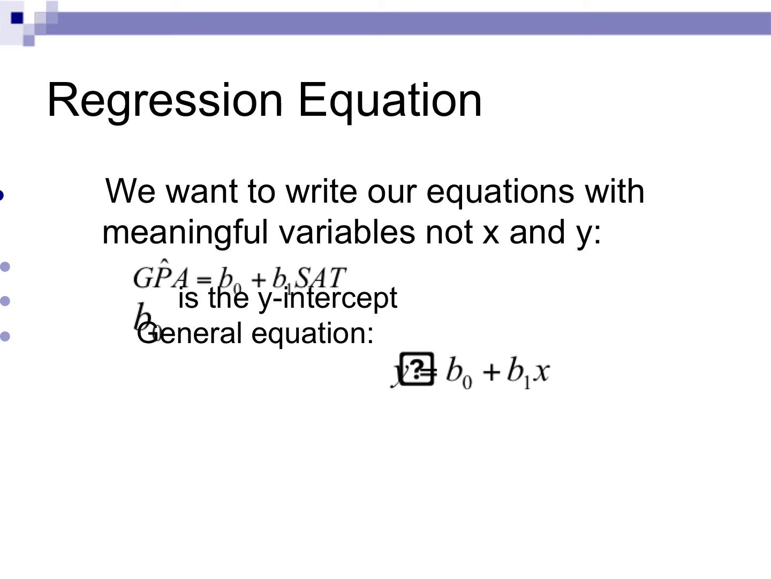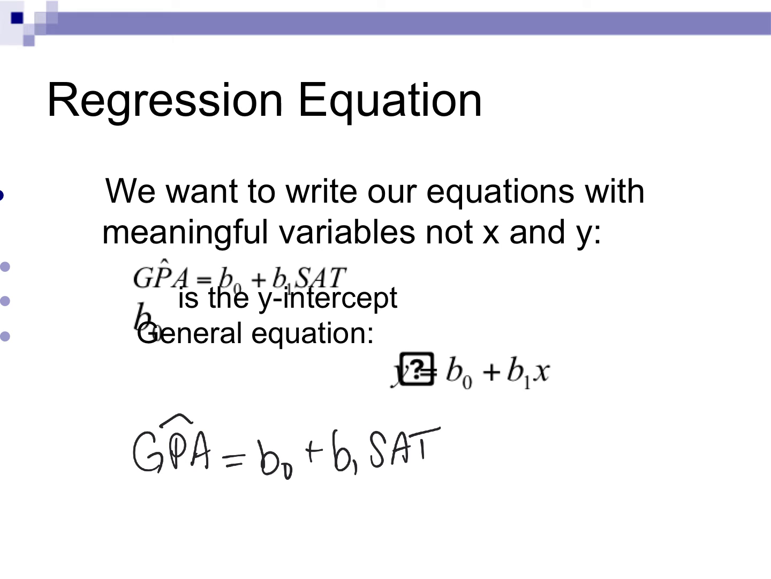The regression equation, this slide got all messed up when I imported it. We want to write our equations with meaningful variables, not x and y. So if we're talking about the predicted GPA plus the y-intercept, the slope times the SAT score, we are actually going to put the word for our variable in our equation. That way we don't have to define what x and y are later. So it's GPA with this little hat on top of it. We say GPA hat, because that means this is the predicted GPA.